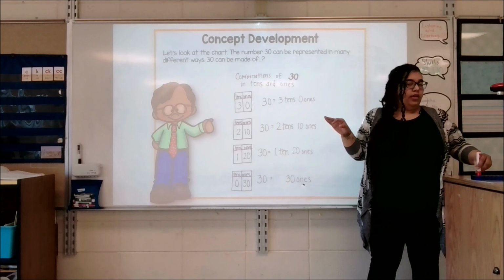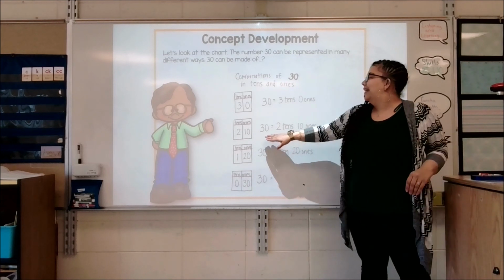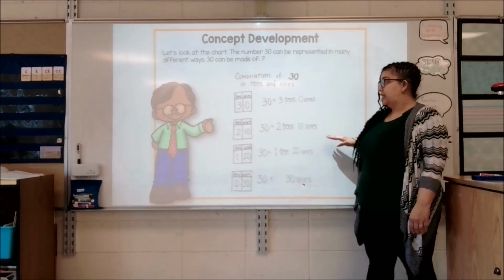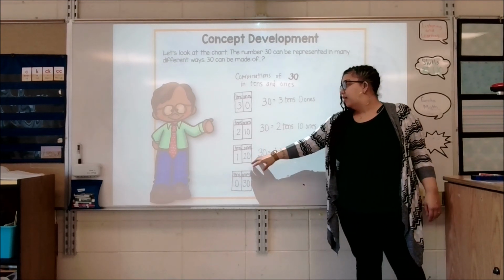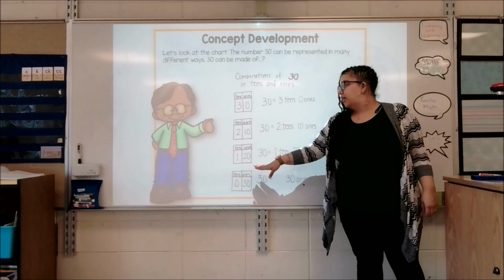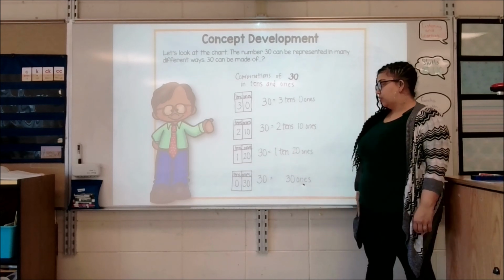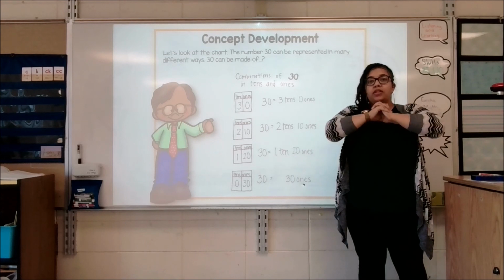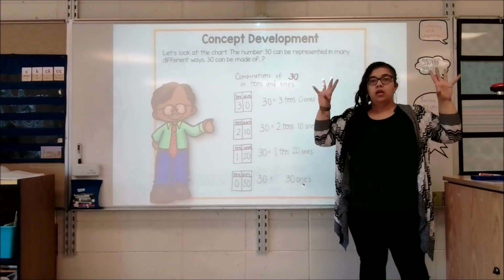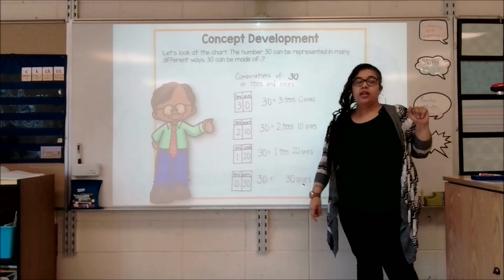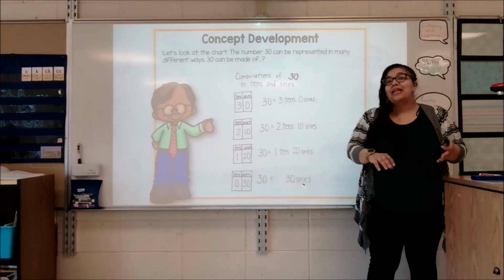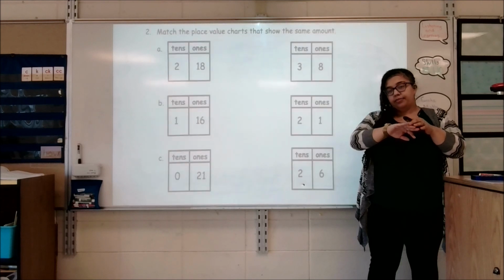Hold on. You don't want to leave red marker in places. It stains. So 2 tens and 10 ones. 30 is equal to 2 tens and 10 ones. Same thing. Breaking it down, 1 ten and 20 ones. 30 is equal to 1 ten and 20 ones. I can still take apart that last group of 10. Looking at all the pieces, 30 is equal to 30 ones. These are the numbers that live inside of the number.